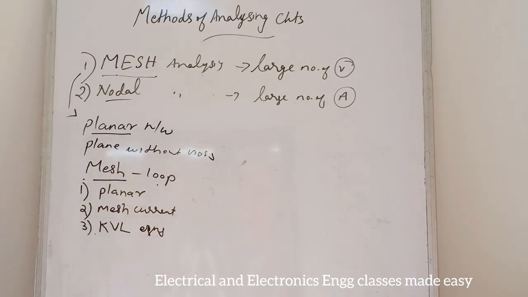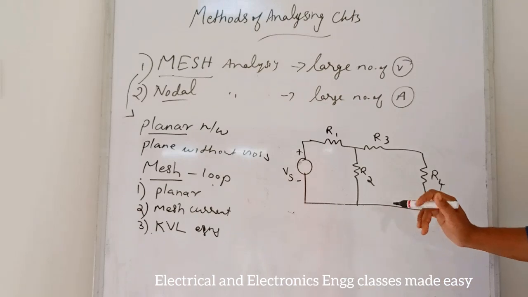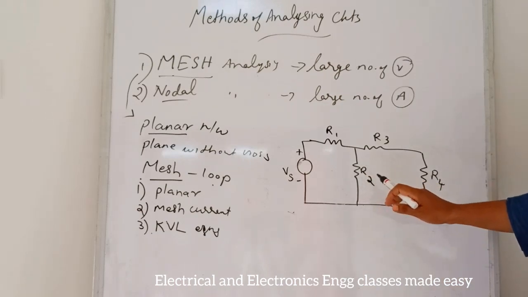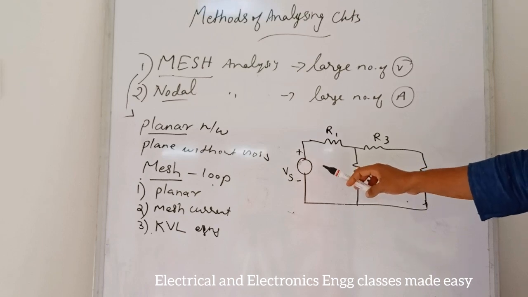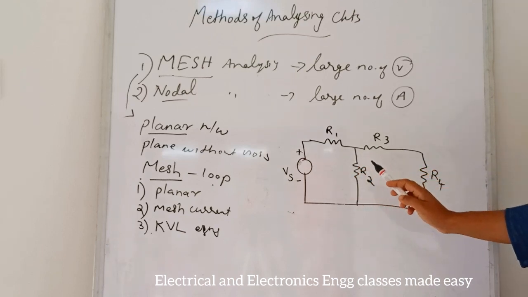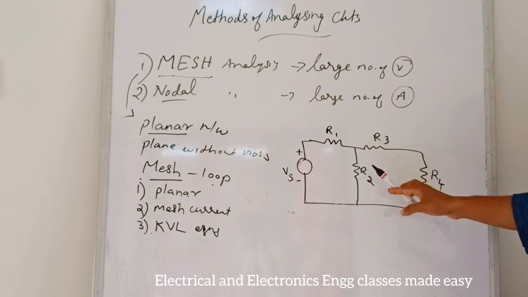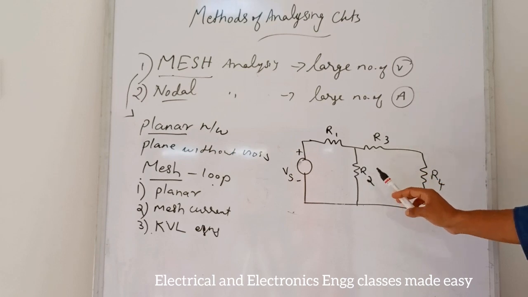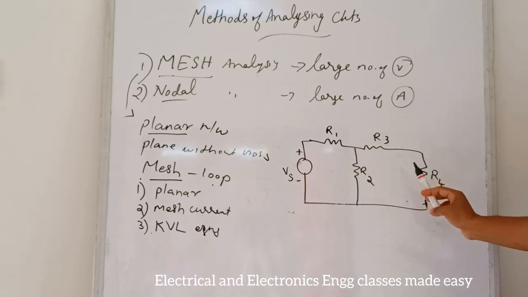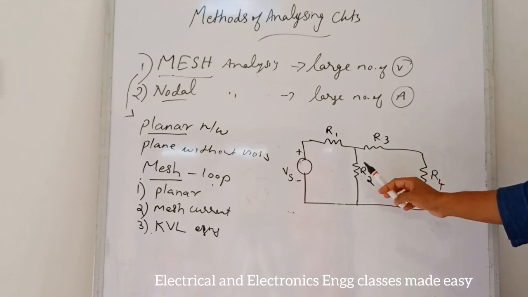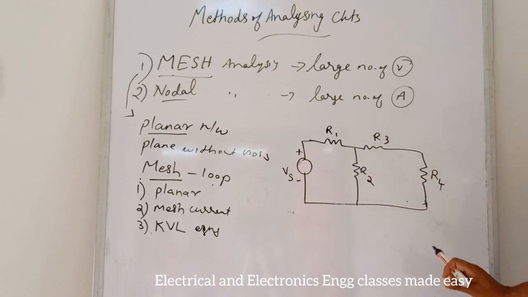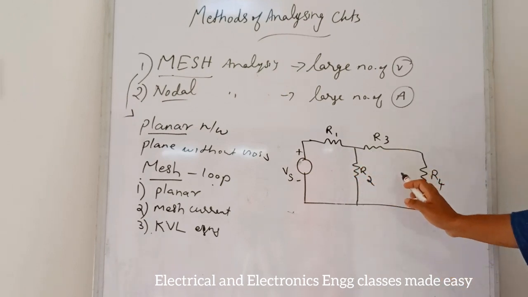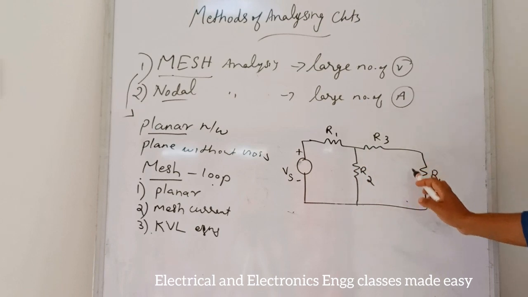For example, consider the network shown. So here there is one voltage source given. First of all, check whether this is a planar circuit or not. Here there are no crossovers, so this is a planar circuit. Then next we have to select the mesh currents. So there are two loops. This is the first loop, this is the second loop.